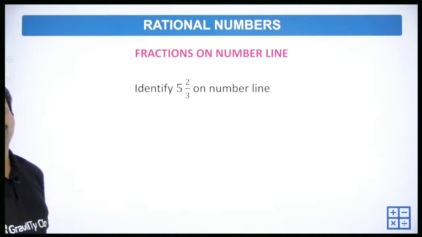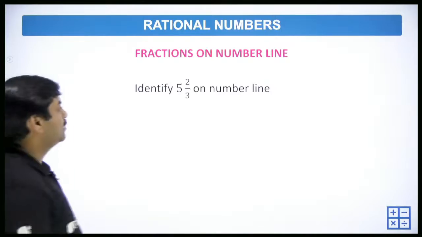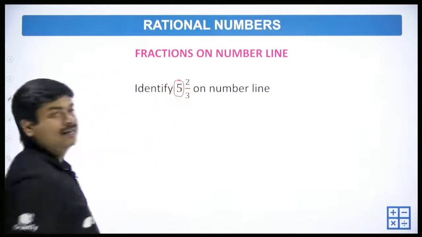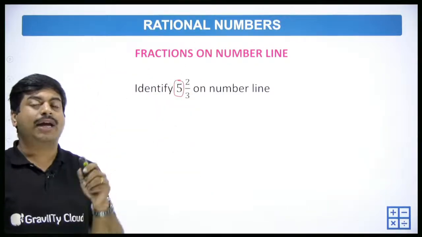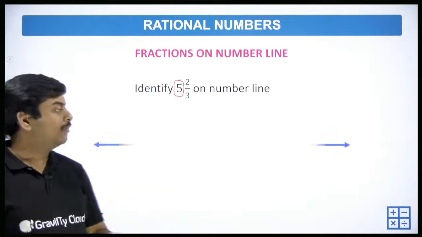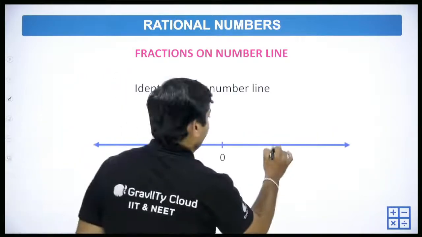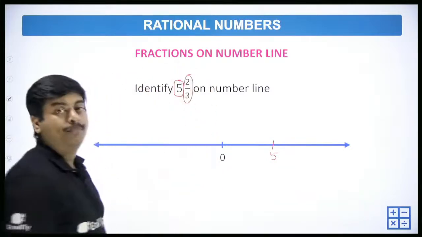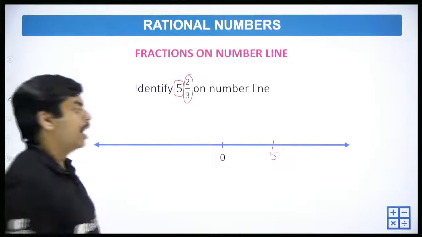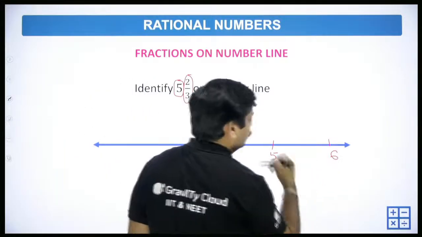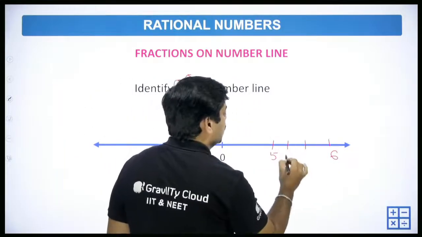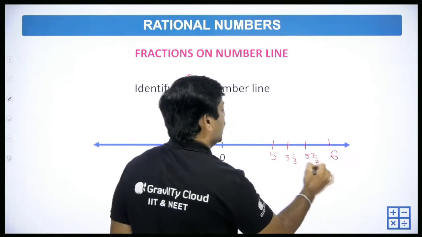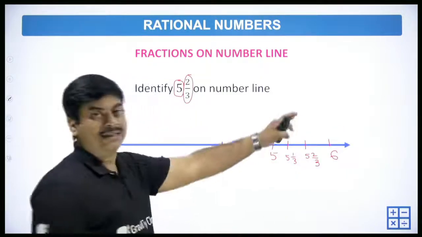Identify 5 2 by 3 on a number line. 5 2 by 3, it's very easy, it is actually 5 plus 2 by 3. That means you can go after 5. You need to divide after 5. 0 is here. Let's say 5 is here. After 5, you need to plot the fraction 2 by 3. So from 5 to 6, divide this into 3 parts. So 5 1 by 3, and the next one is 5 2 by 3, and the next is 5 3 by 3, which is 6.